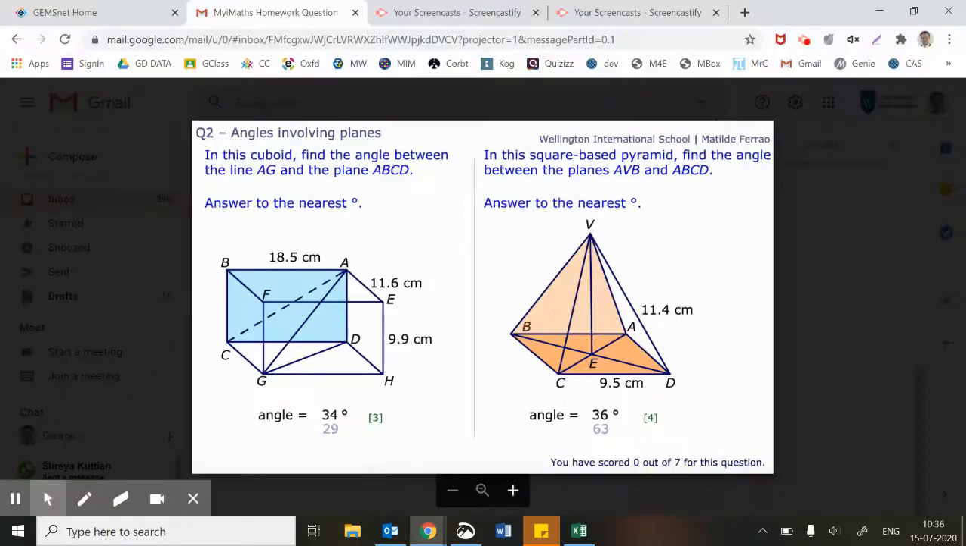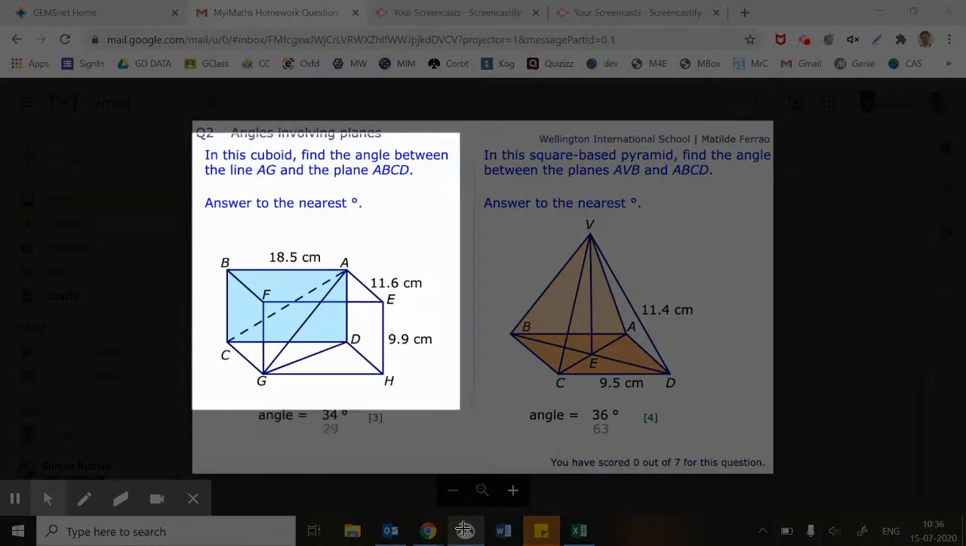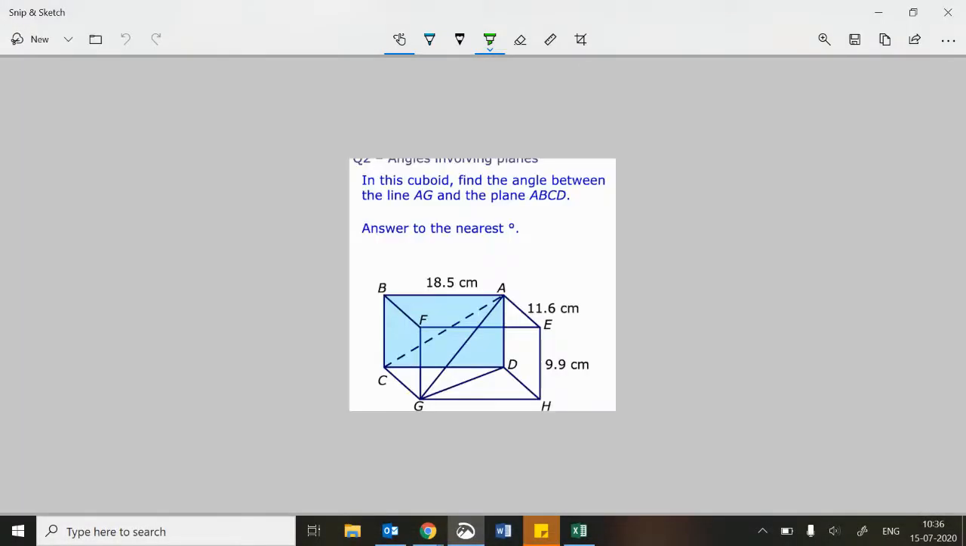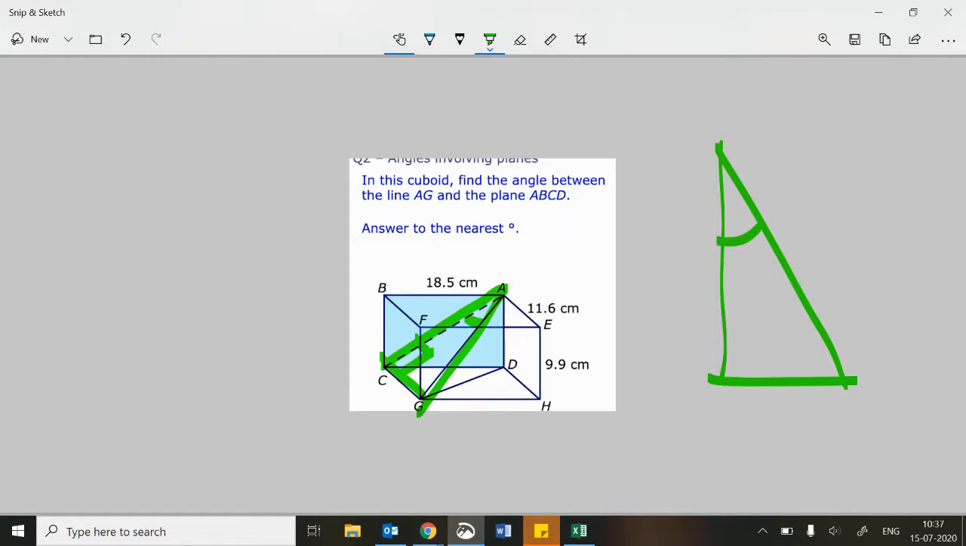Let's take the next one. In this one it says find the angle between the line AG and the plane ABCD. In this case, we're looking for this angle here. The right-angled triangle which is going to be important is this one here. You can see there's a right angle between AC and CG. So that's what we need. Let me just draw that one out over here. And this is the angle that we're looking for at the top.